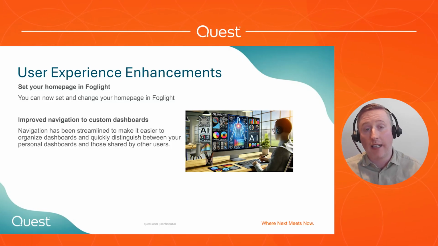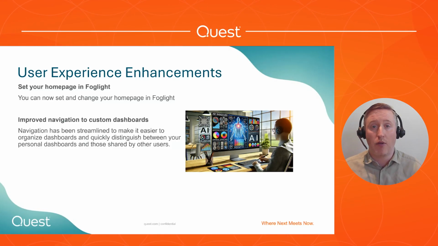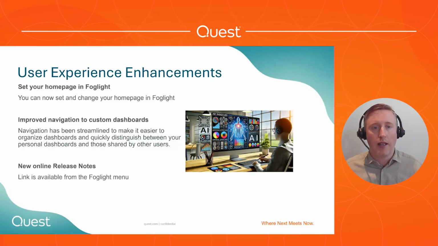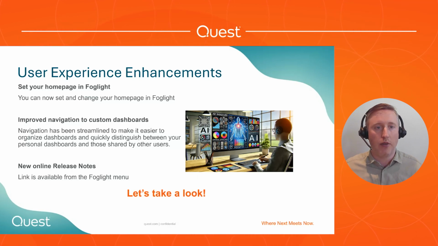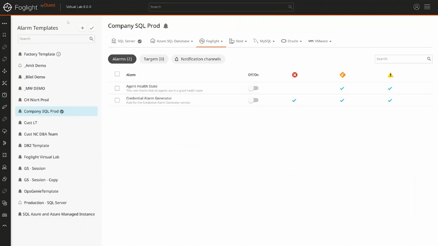We've improved the navigation to custom dashboards, so you can now group custom dashboards, say your custom dashboards versus custom dashboards that have been maybe created and shared by other users. And we also have new online release notes. So the release notes are accessible directly from within the Foglight application now. So we'll just quickly look at those three features.